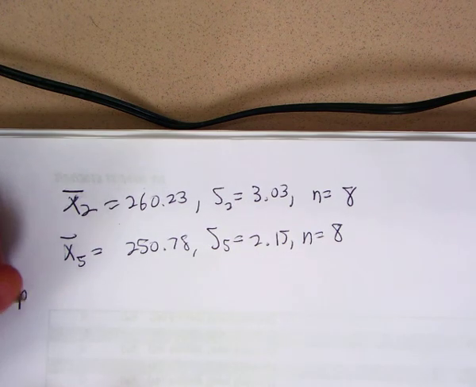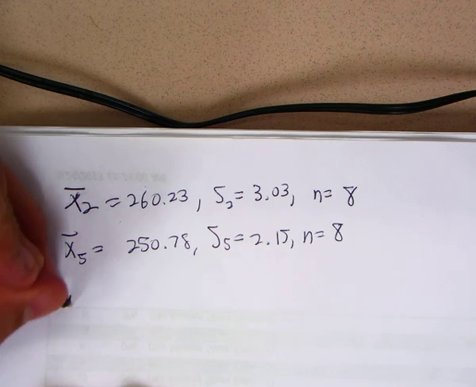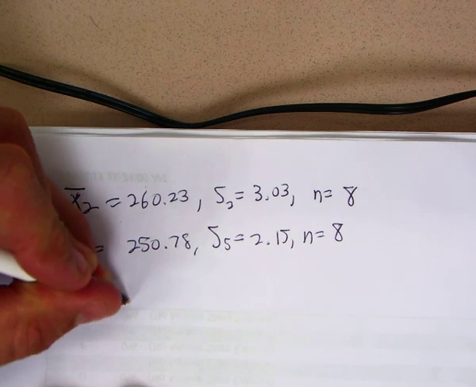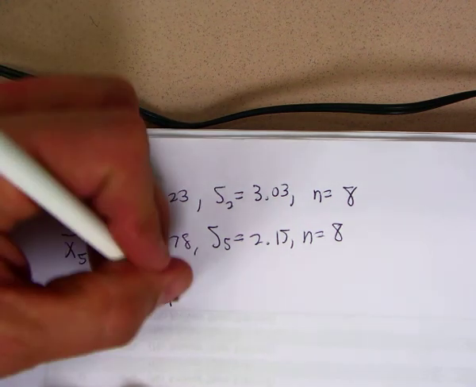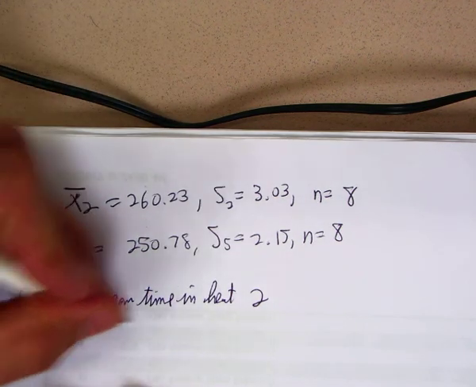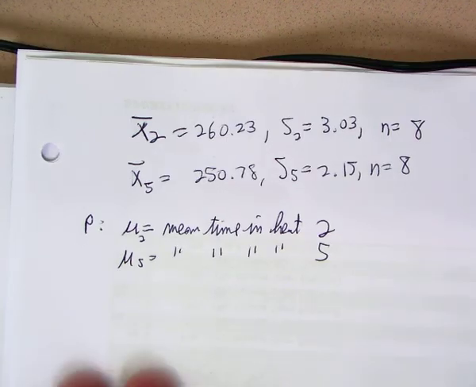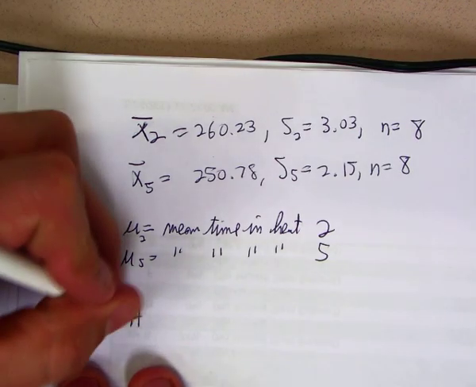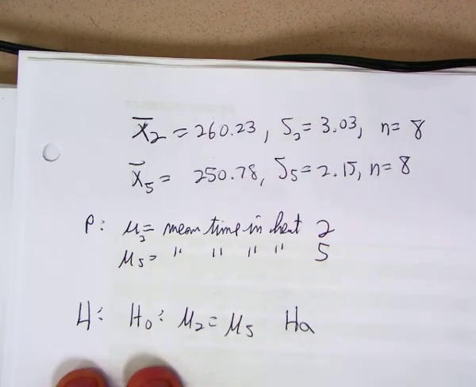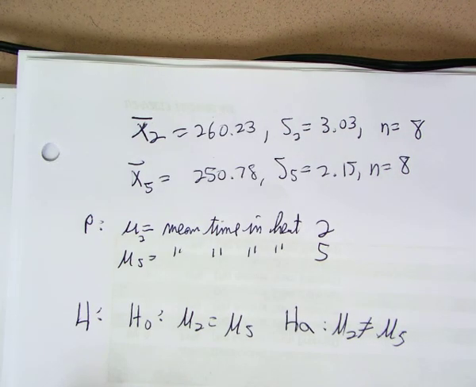So our parameter here is mu 2, the mean time in heat 2, and obviously mu 5 is the mean time in heat 5. Okay. The null hypothesis: mu 2 equals mu 5. Now all we're looking for here is the difference, right? So the alternative is mu 2 does not equal mu 5. Okay.